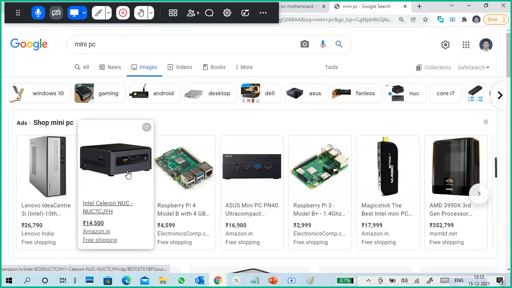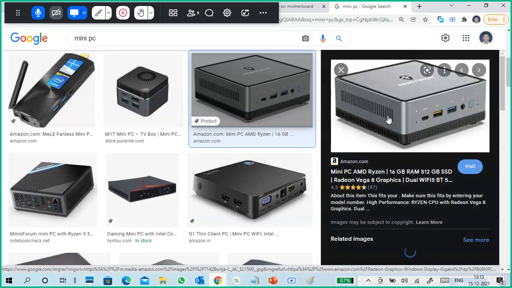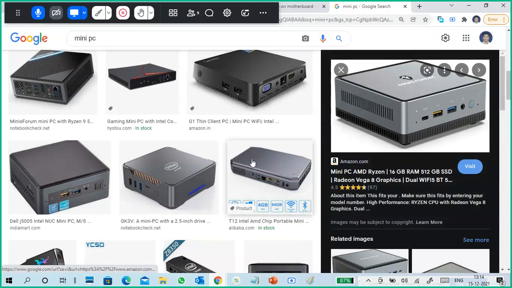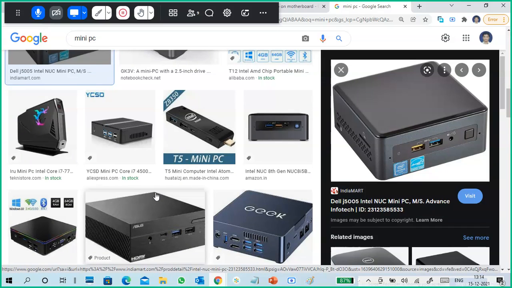Okay, so this is the mini PC. What is this mini PC? It is nothing but a small motherboard and a processor inside, with connections outside.